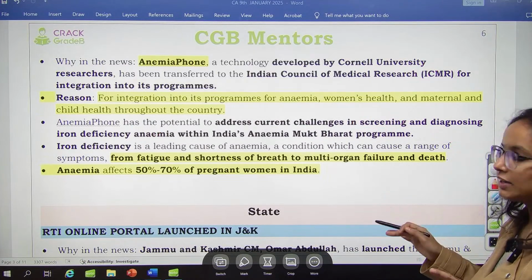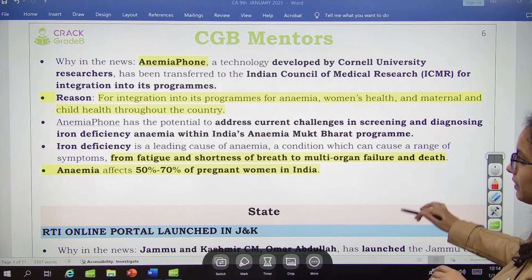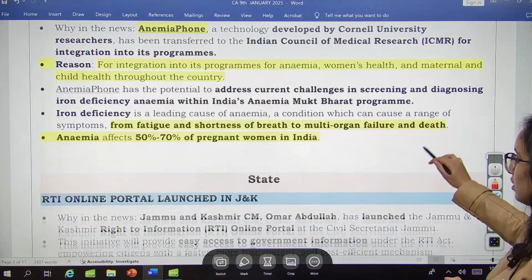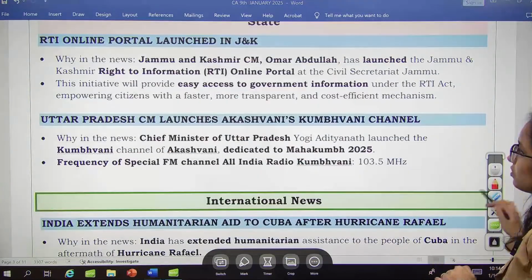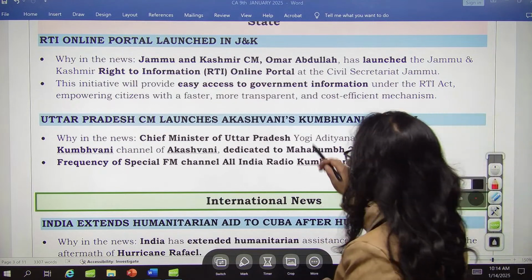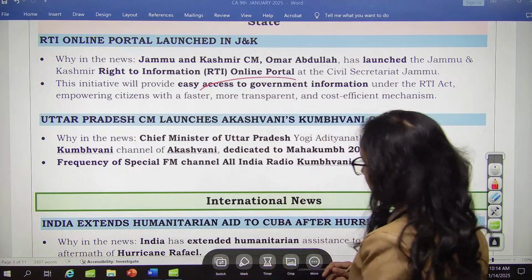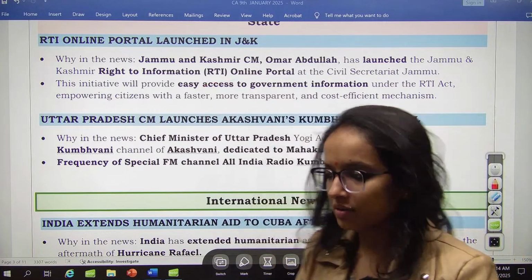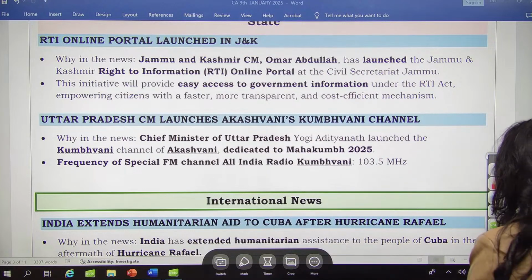Almost 50 to 70% of pregnant women in India are affected by anemia. So this can be important. Remember anemia. Then talking about state news, we have Jammu Kashmir CM has launched the Jammu and Kashmir Right to Information Portal, RTI portal, where the people can access government information. तो Jammu and Kashmir का खुद का RTI portal they have launched.